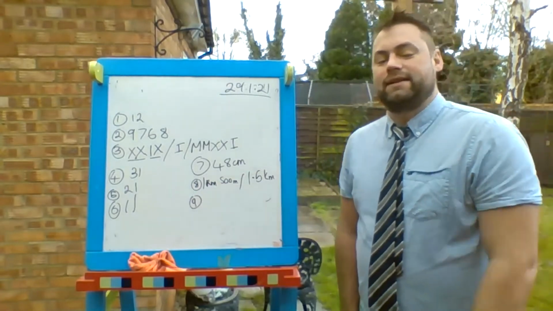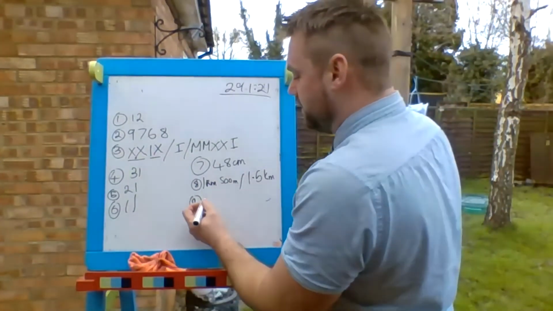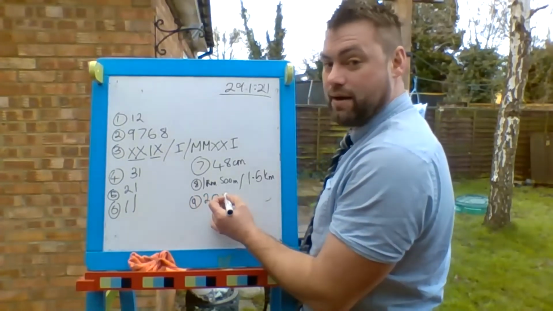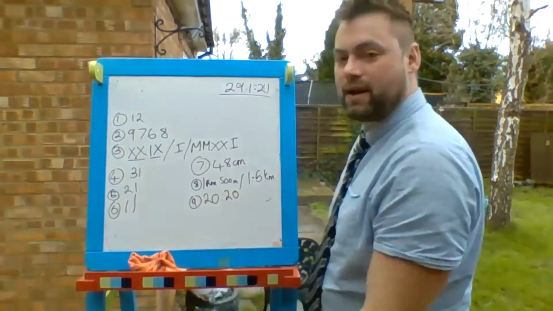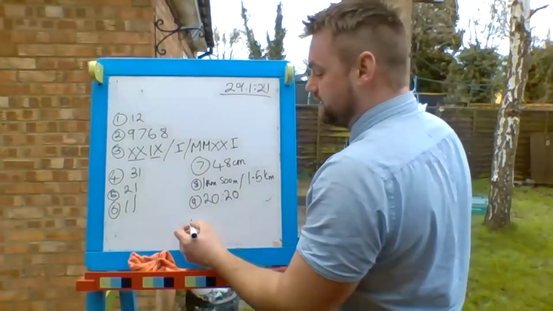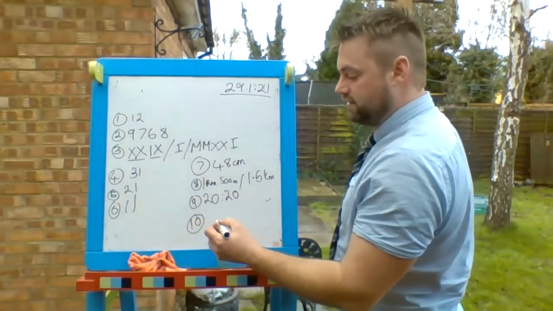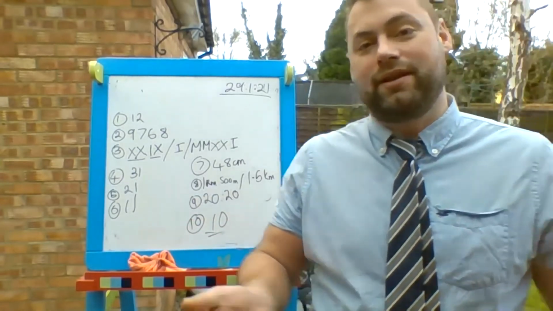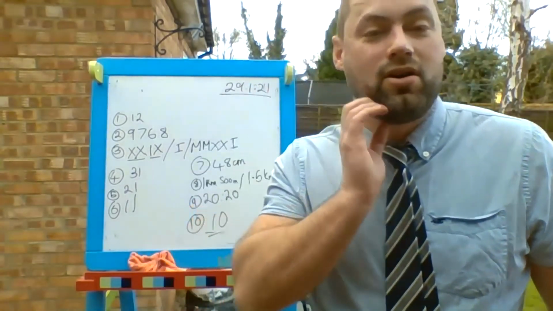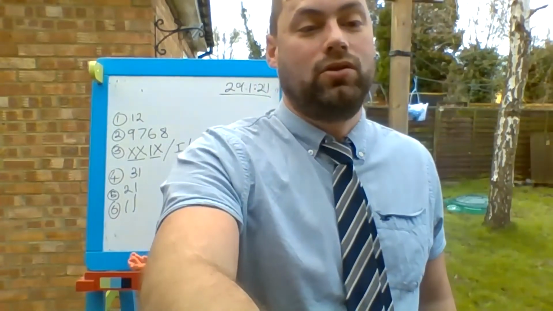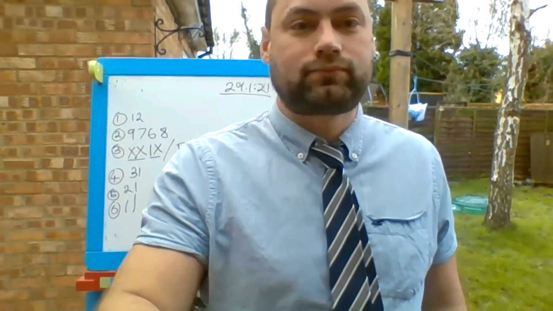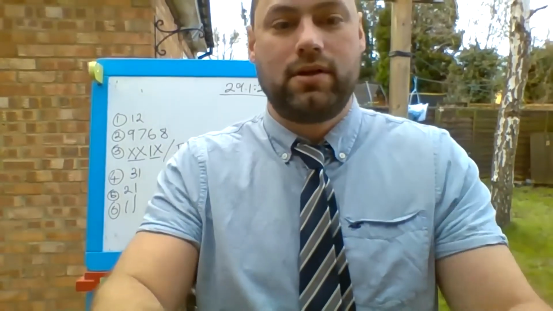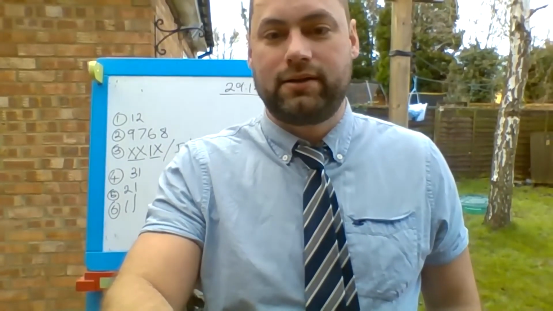Question 9, what's 8:20 on a 24-hour clock? 8 o'clock on a 24-hour clock is 20, so it's 20 hours and 20 minutes. And the last question, 60 divided by 6 is equal to 10. Well done for getting them questions. Don't worry if you didn't get them all right. You know which ones you need to work on, and then hopefully next time you can improve on that.